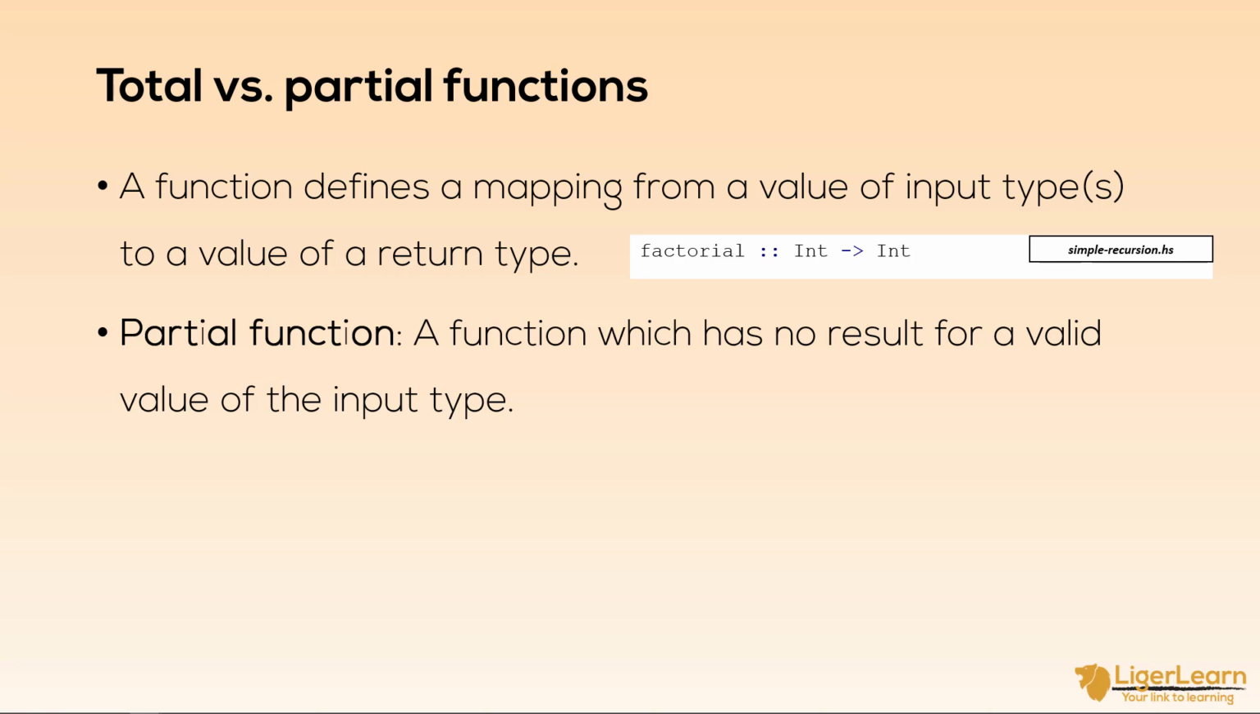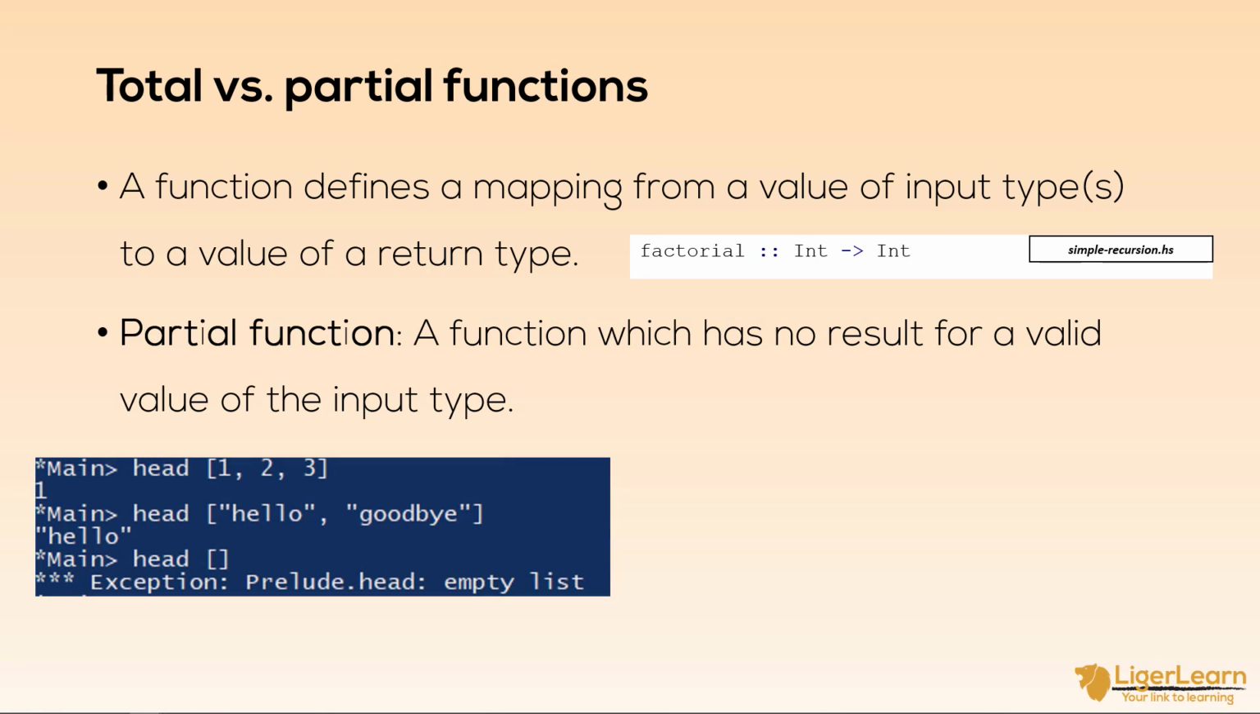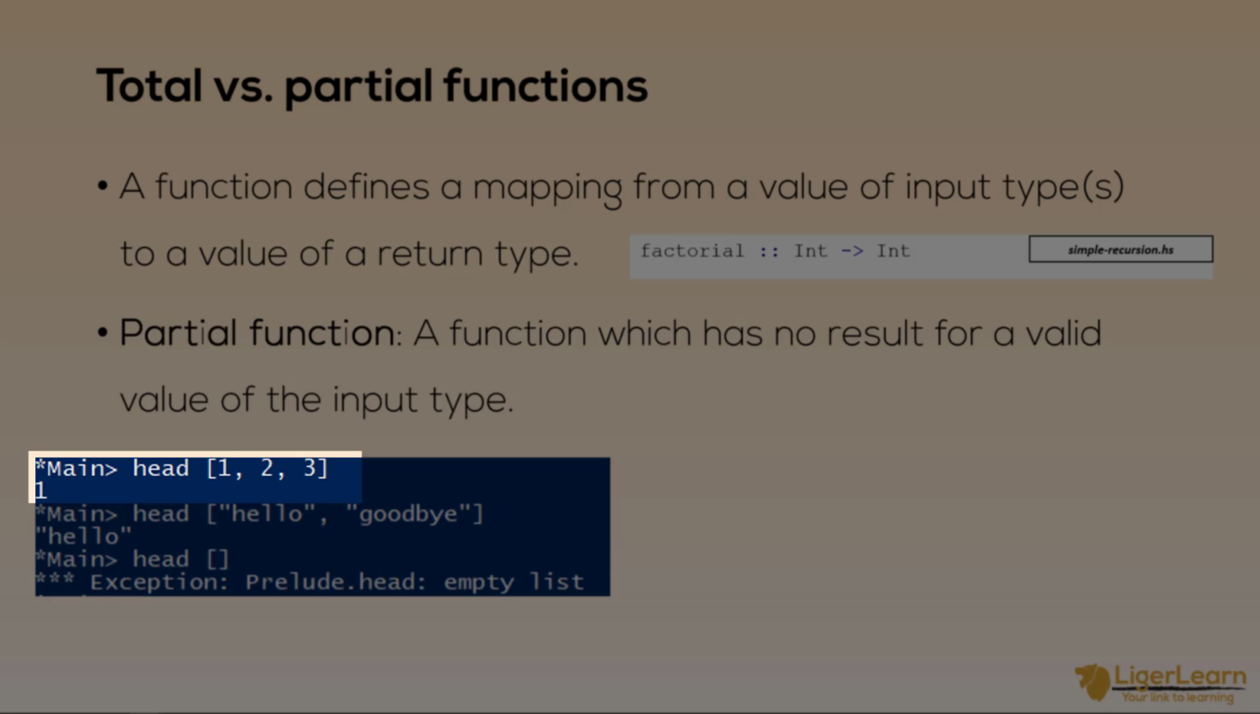There are a number of partial functions which are defined in the prelude, many to do with operations on lists. For example, the head function takes in any list and returns the first item in that list. So the head of a list containing 1, 2, and 3 would be 1. The head of a list containing the two strings hello and goodbye would be hello.